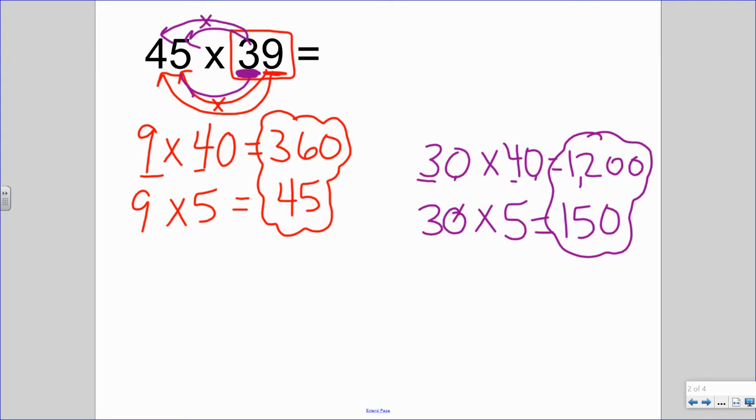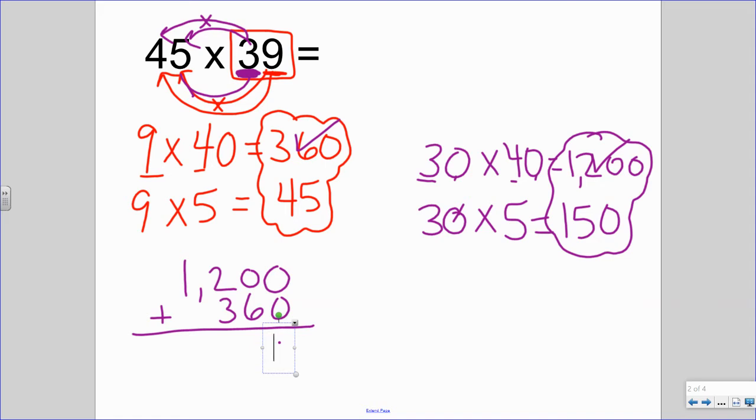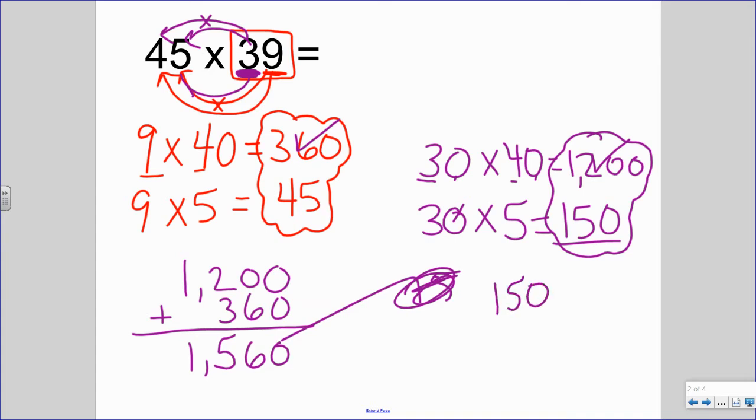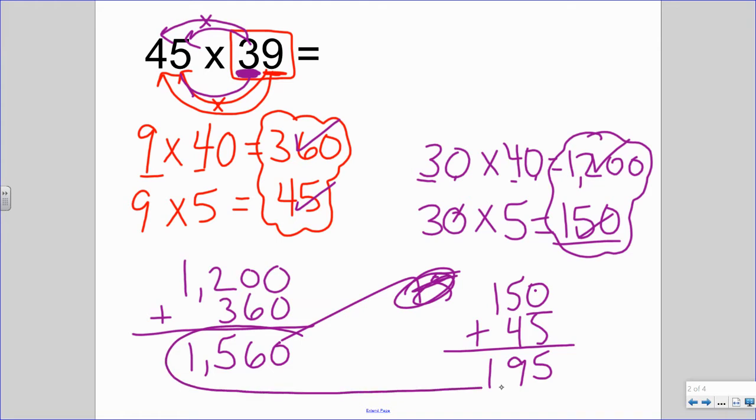I'm going to take my two greatest amounts first, 1,200 and 360. Add those together. And then I'm going to take my smaller amounts here, 150 plus 45. And quick addition, 0 plus 5 is 5. 5 plus 4 is 9. So I know that my answer, I will get it when I combine these two.